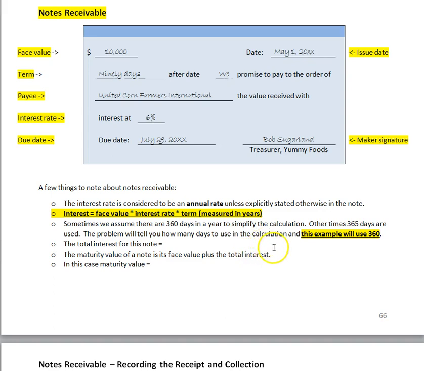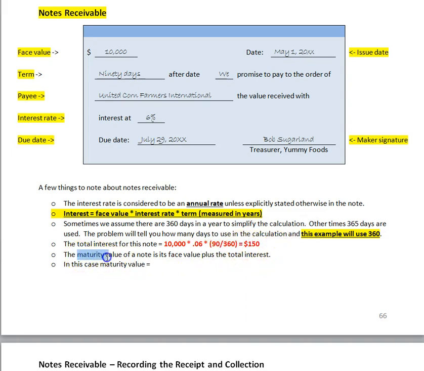Total interest for this note then is going to be equal to the face value of $10,000 times the interest rate of 6%, and then times the term. We're going to measure this in years, so it's actually going to be 90 out of 360. It's only 90 days out of the 360 that we're defining as a year. So we see the face value times the interest rate. Remember to convert this interest rate into its decimal form by moving over the decimal two places. And then we have the term, 90 divided by 360, or $150 of interest.